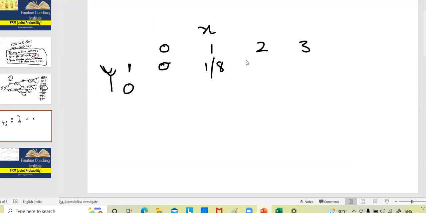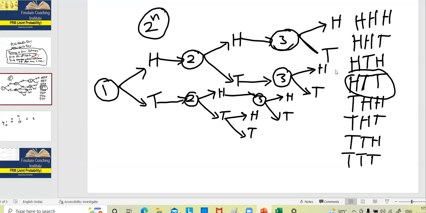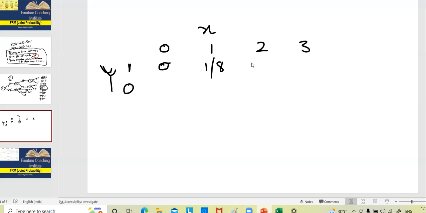Now similarly, we'll have to check that at the first instance it should be a head and there should be two heads. So at the first instance there should be a head and there should be two heads. So these are the two possible outcomes, that is second and third. It is 2 over 8.